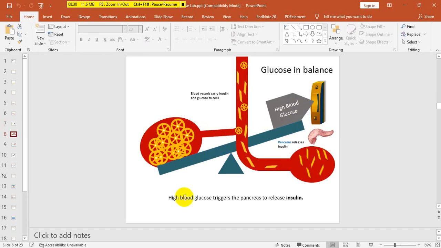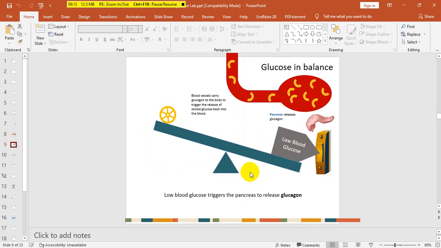Okay. High blood glucose triggers the pancreas to release insulin. So you can see the glucose is so much, very, very heavy in the blood that the seashore has gone down and the high blood glucose is up. So the pancreas now releases insulin. Insulin goes into the blood, binds to glucose, and takes them for storage in the liver, muscle cells, and the adipose tissues.